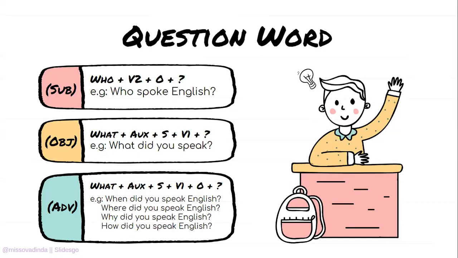What? And for the rest of it is adverb. It's also about the time, place, reason, and the way. Okay, so the structure is what, followed by auxiliary, subject, verb one, object, or complement.